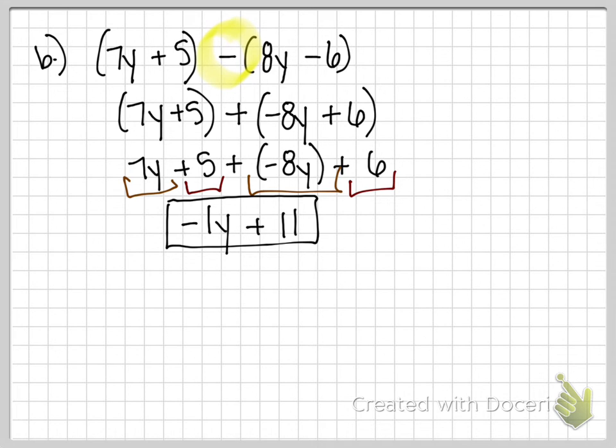Noah said he did it the opposite way. What did you get? I got 11 minus 1y. Good. Is that also correct? Yes. What property says that that's correct? Commutative property of addition. You can add in any order. The key is that he had the right sign in front of the y, so that is correct as well.